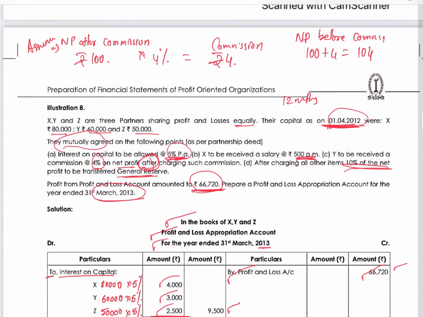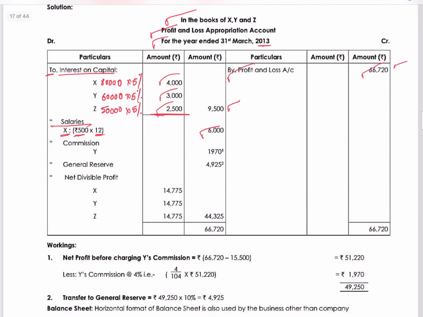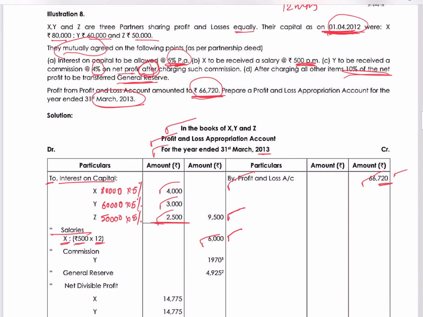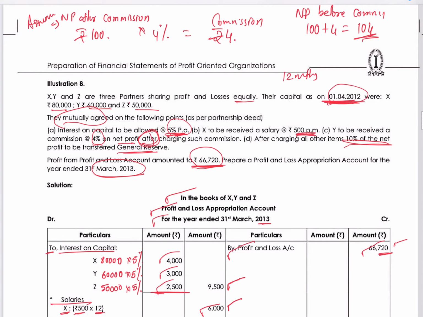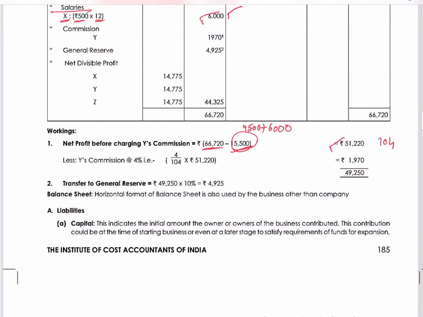Now we have the figure 66,720. From that our interest on capital went off and salary went off. So what is the net figure they have given here? 66,720 minus 15,500. What is 15,500? It's nothing but 9,500 plus 6,000. So they have reduced both, and they have said that from net profit, if I remove interest on capital and salary, my net profit before charging Y's commission is 51,220. This is nothing but the 104 which we are saying in this case.